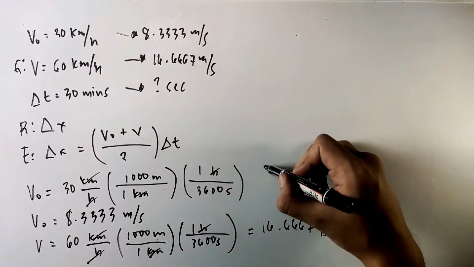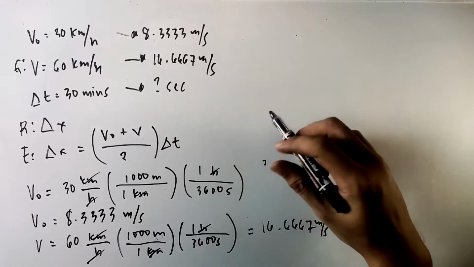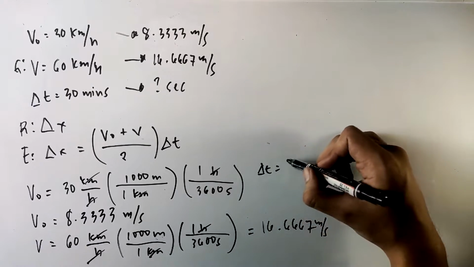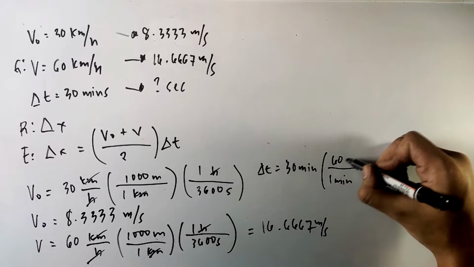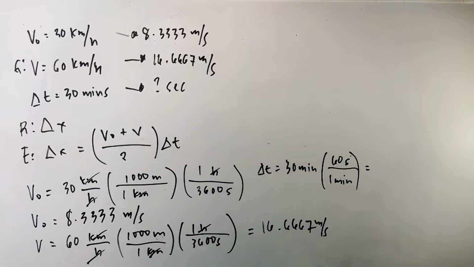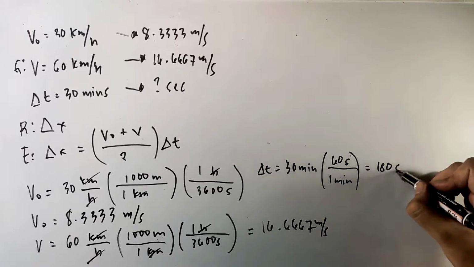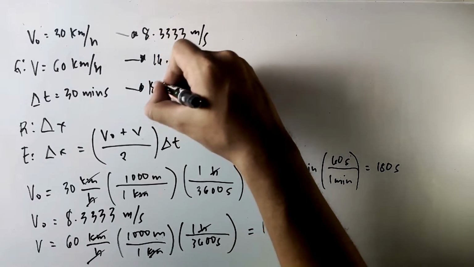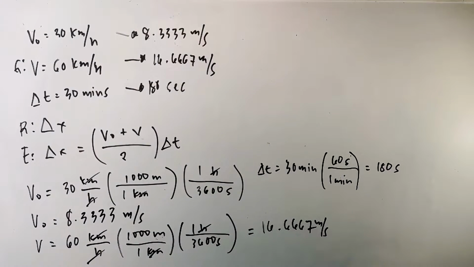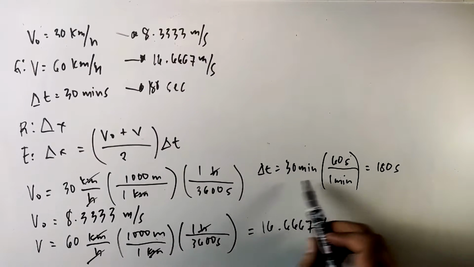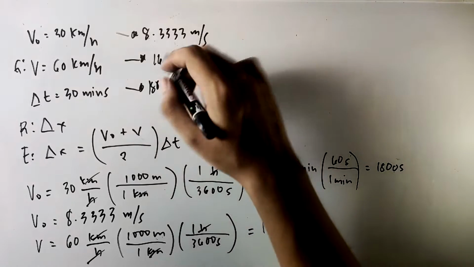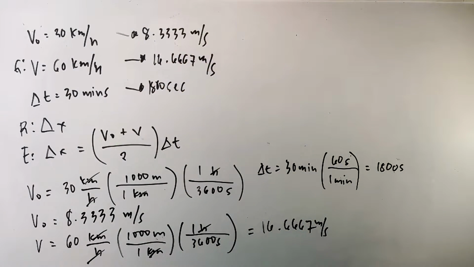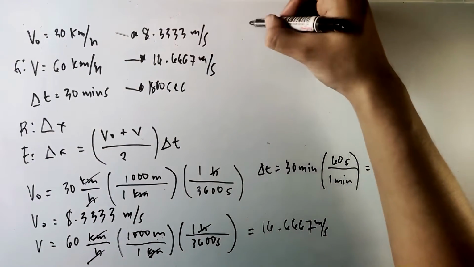How about this one? For the time, that's easy. Delta t is 30 minutes. 1 minute is 60 seconds. So this is equal to 30 times 60, which is 180 seconds. Wait, 3 times 6 is 18. This is 1800, sorry. There you go, because we have 2 zeros. Alright, so after that we can now proceed on the solution.